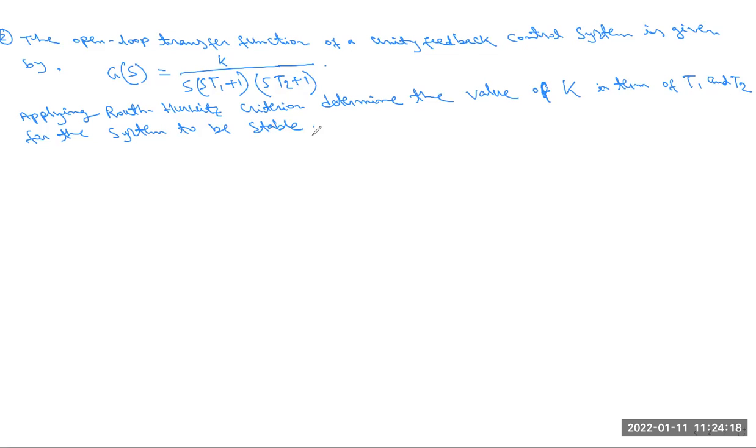So first you have to read the question. The open loop transfer function is given for a unity feedback control system, G(s) equals to K divided by S into (S T1 plus 1) and (S T2 plus 1). So you have to apply the Routh Hurwitz criteria and determine the value of K in terms of T1 and T2 for the system to be stable. Okay.